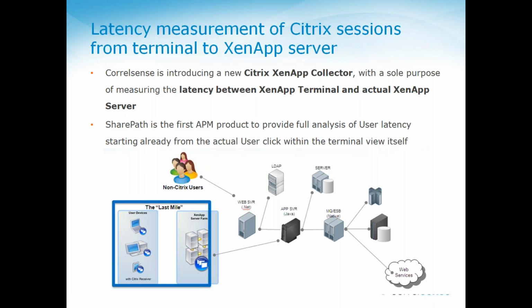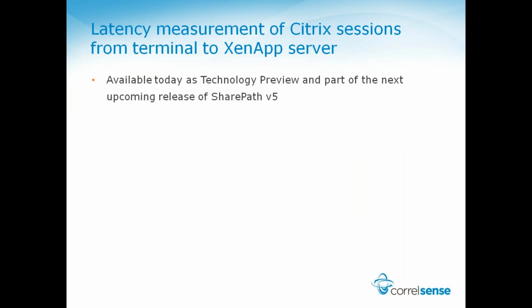And SharePath is actually the first APM product to provide full analysis of user latency starting from the terminal, into the XenApp server, and through to the end of the data center. The measurement of the latency of the Citrix session is available today as a technology preview, and it will be part of our next upcoming release of SharePath version 5.